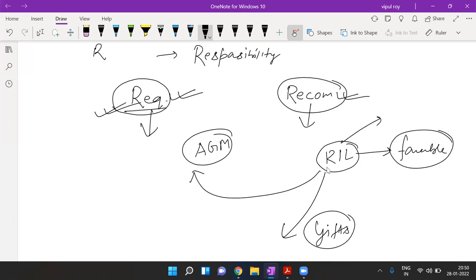So, if you are accepting any sort of gift from the subject company on which you are preparing a report, there is a higher probability that your report might be biased. So here independence will be compromised. What is the meaning of objectivity here?